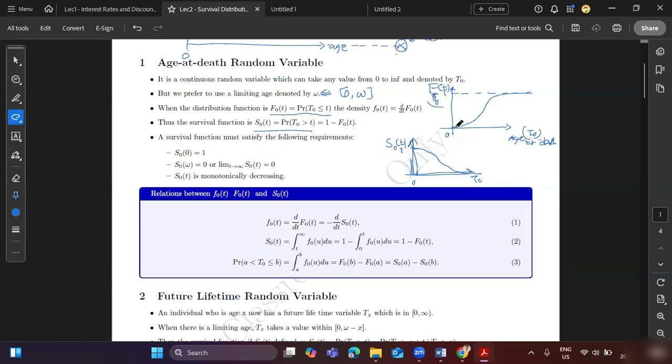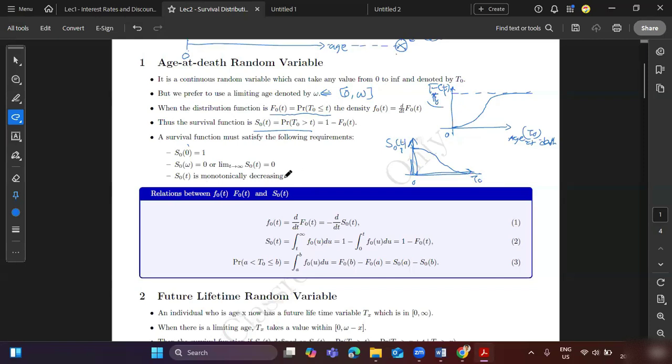So the death probability rises with the age, and survival probability decreases with the age. So at age 0, the survival probability is 1. And also, when the time goes to infinity, the survival probability is equal to 0. The limit at the limiting age is equal to 0, and it is monotonically decreasing.